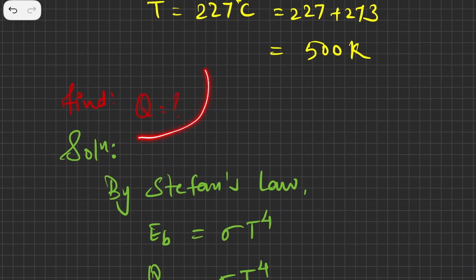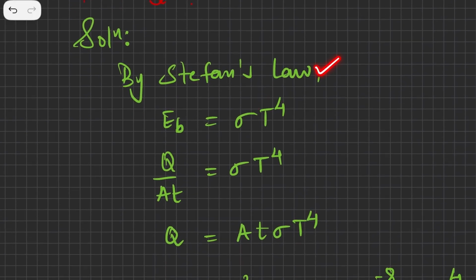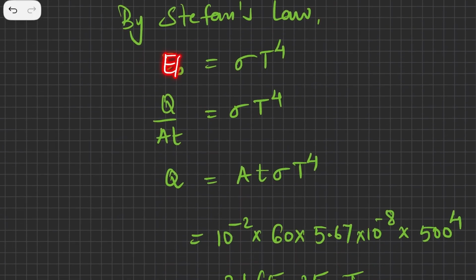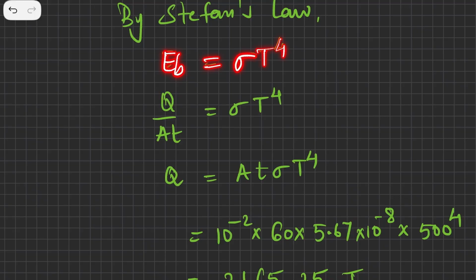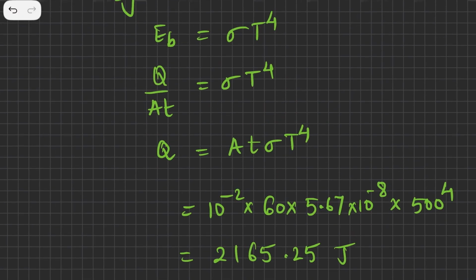They have asked us how much heat energy it is going to emit. So by Stefan's law, EB is equal to sigma T raised to 4, where EB is the emissive power of a perfectly black body, and that is given as the amount of heat energy emitted per unit area per unit time, which is equal to sigma T raised to 4. Then I want Q, so I'll take this A and T on the other side, Q equals A T sigma T raised to 4. Now put the values of A, T, sigma, T raised to 4.